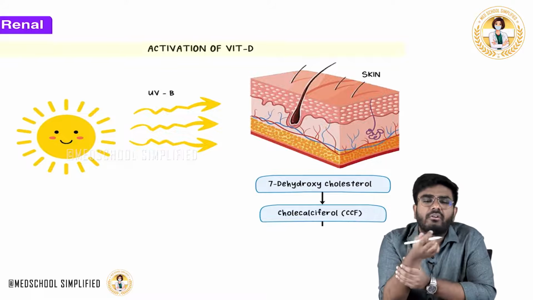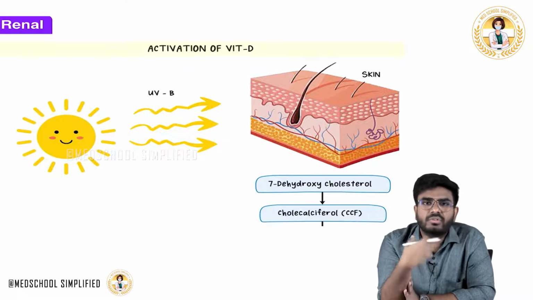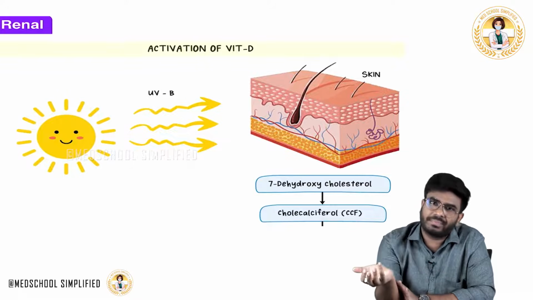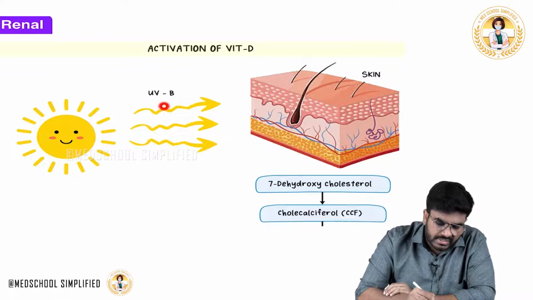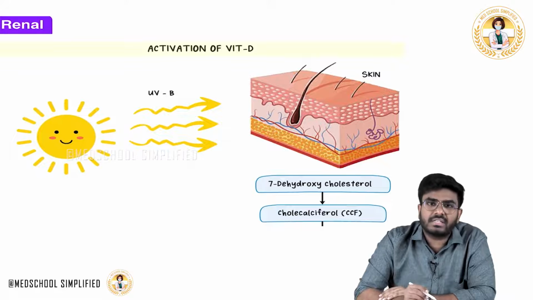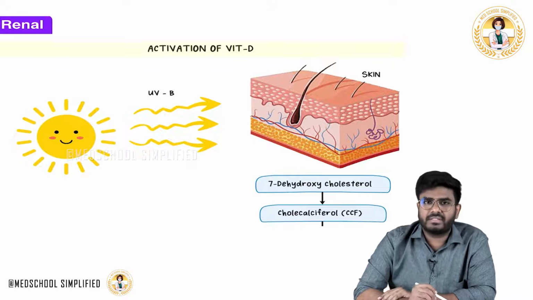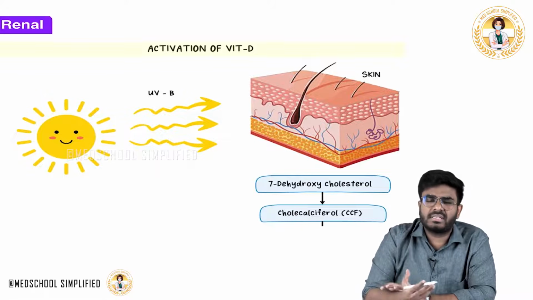From our childhood, we were taught to go and expose yourself to the sun so that you will get vitamin D. Okay, vitamin D is coming from the sun. How actually? See, the sun is producing this radiation. The sun is giving this energy. Now what is this energy? It's UVB radiation. It's a type of simple energy.